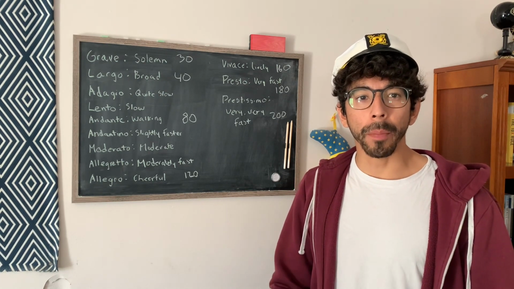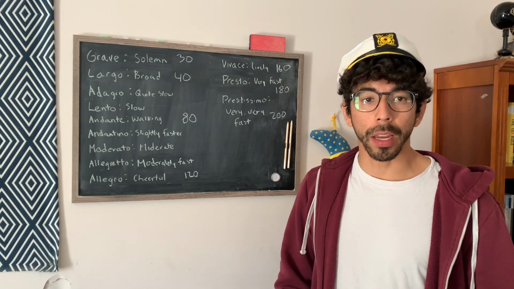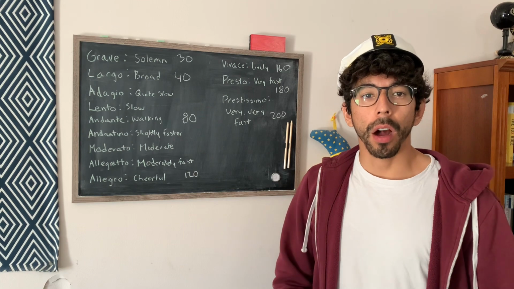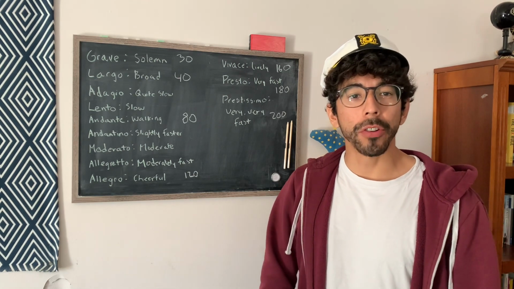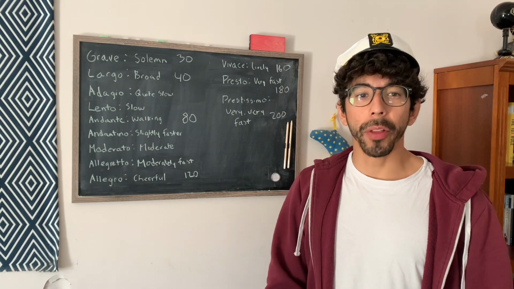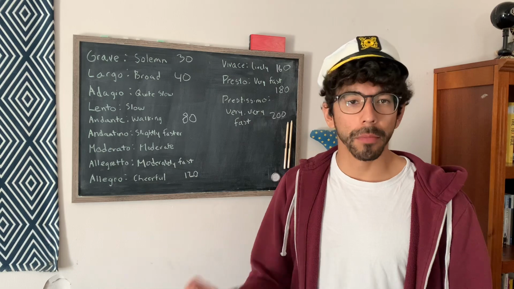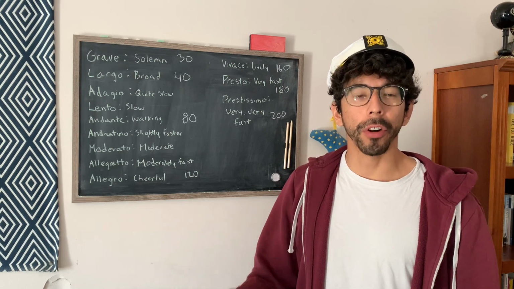So 120 being kind of like the middle ground is 2 beats per second if you want to do it that way. But there's plenty of metronome apps that you can download for free and you don't have to worry about that at all. So you can just type in 120 BPM and it'll just tap a metronome for you.